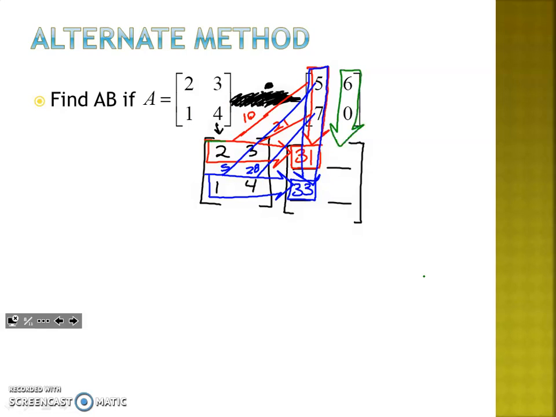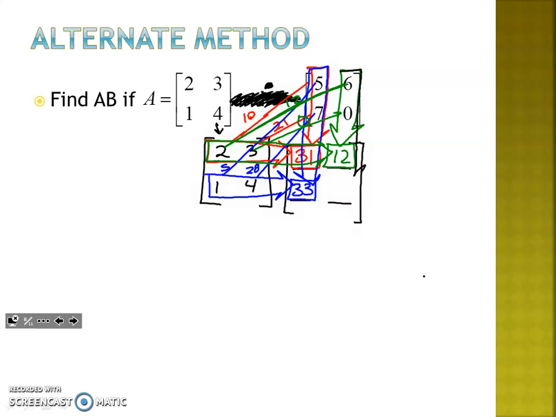6 and 0, and now we're back to 2 and 3. I don't know if you've figured out why I don't like this method, because it's messy. It's too much. 2 times 6 gives me 12. 3 times 0 gives me 0. So 12 plus 0 gives me 12. And then my last one, 1 and 4.